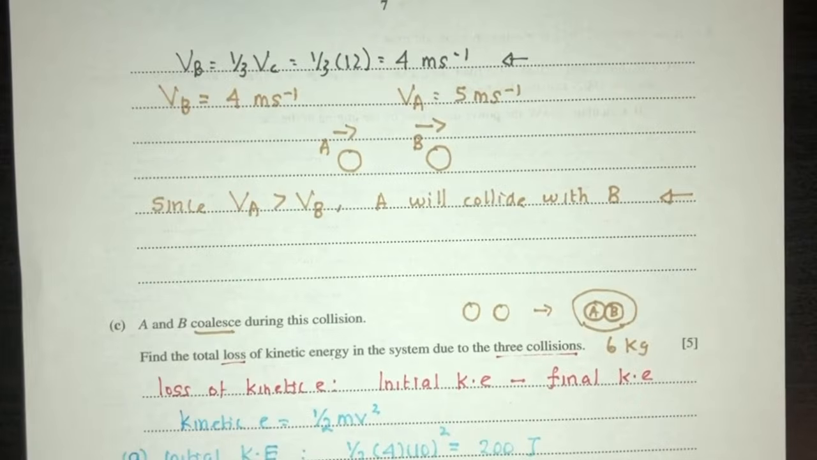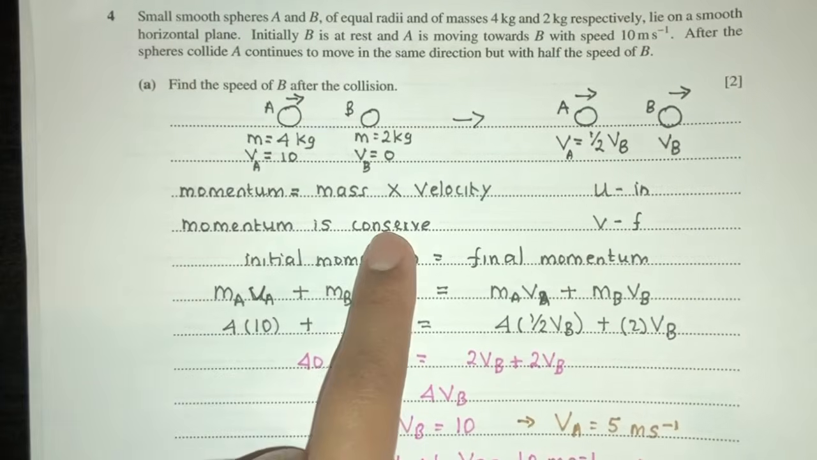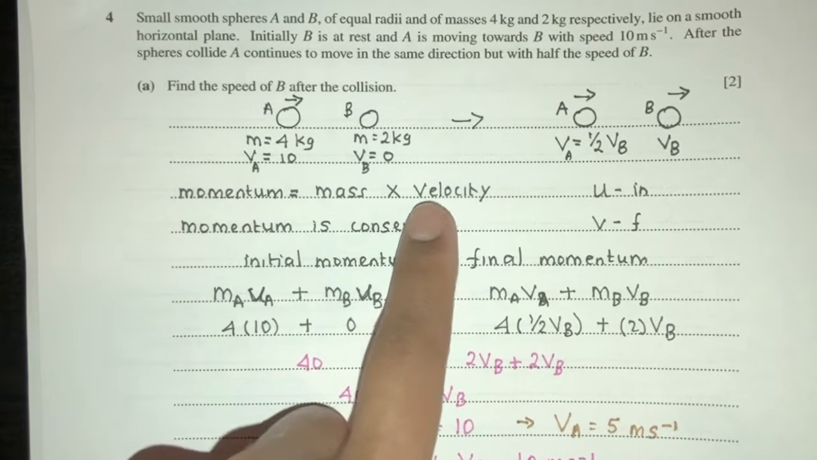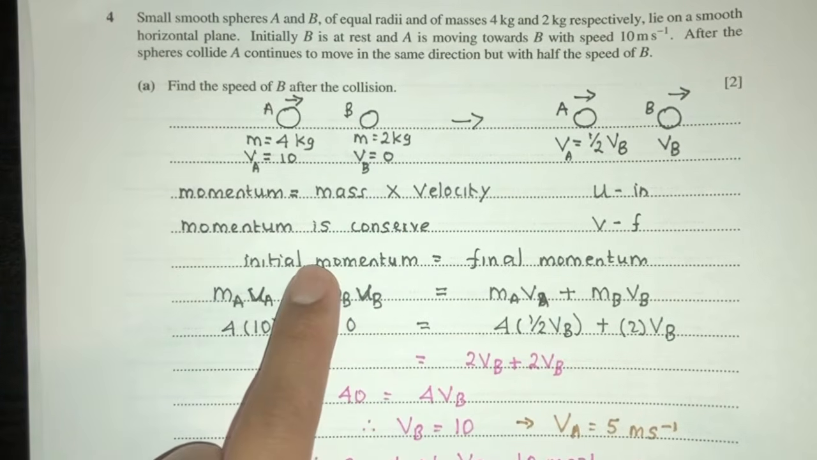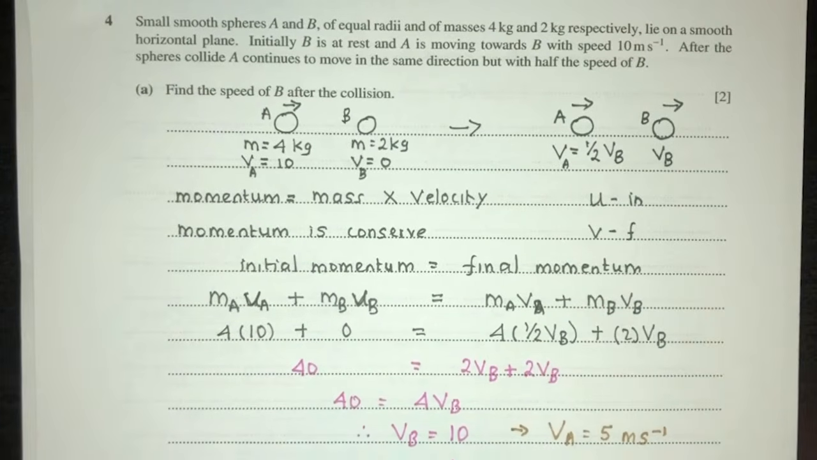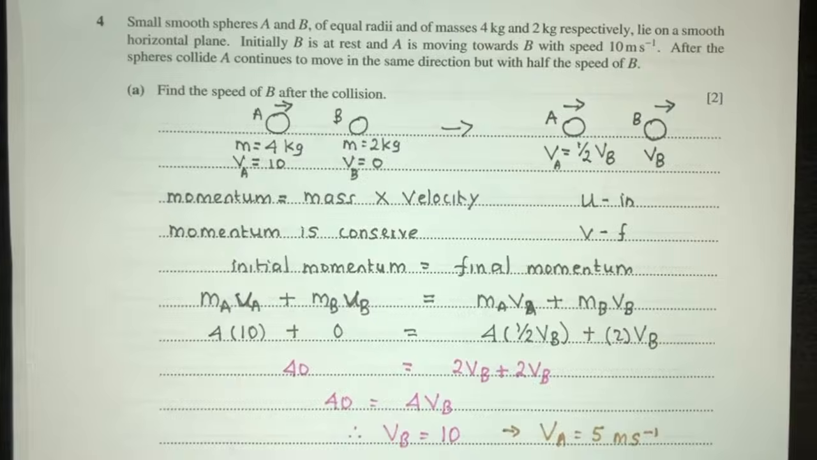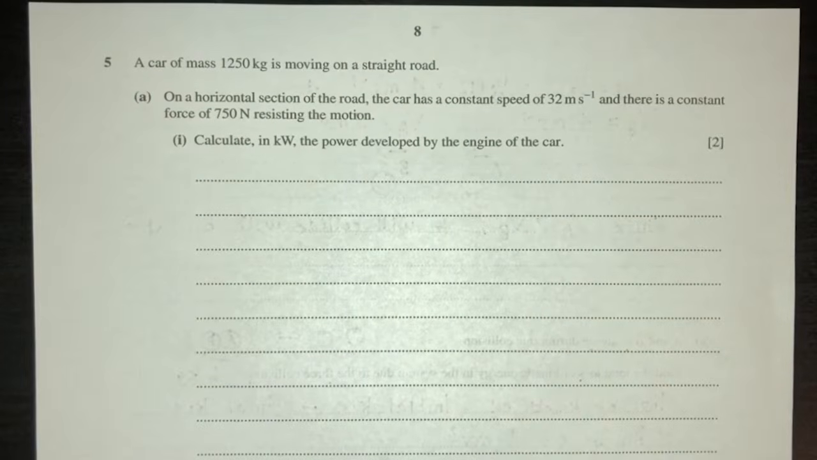So the main takeaway is, whenever you have a collision question, you have to use this. Momentum is always conserved. Momentum is equal to mass times velocity. So initial momentum is always going to equal final momentum. So that's the main point when you have collisions in a mechanics question. So by having that, you can find the speeds of your spheres and then find the rest from that. And that will be your question number 4. Let's move on to question number 5.